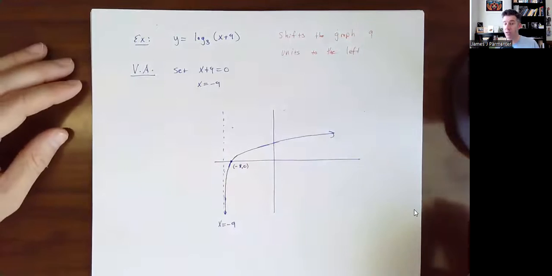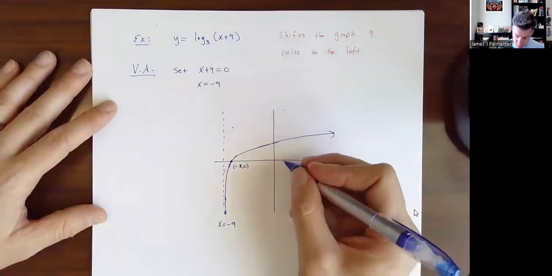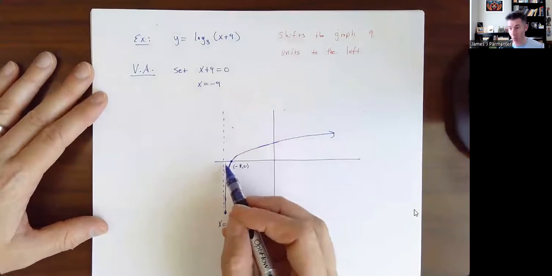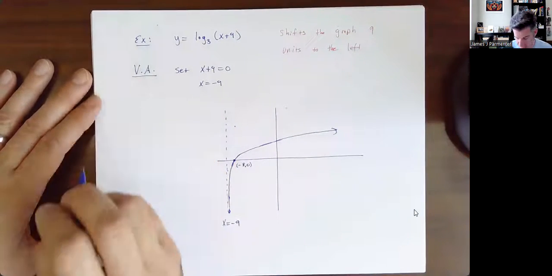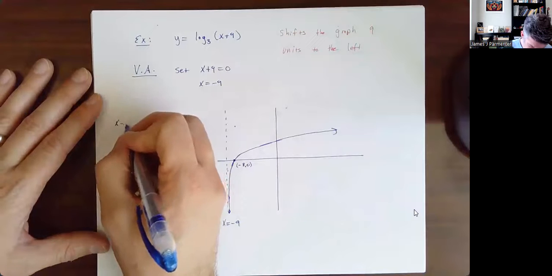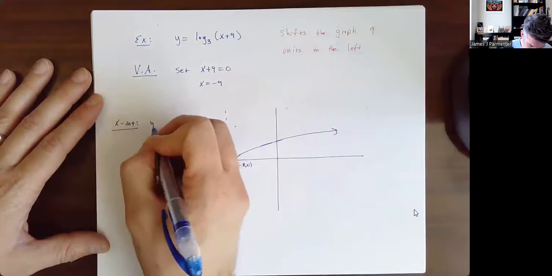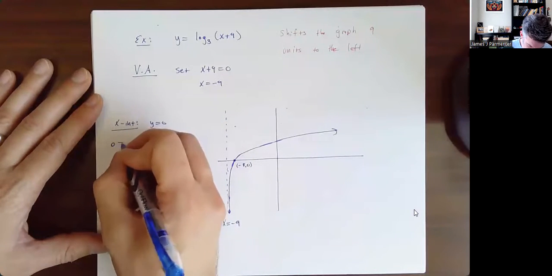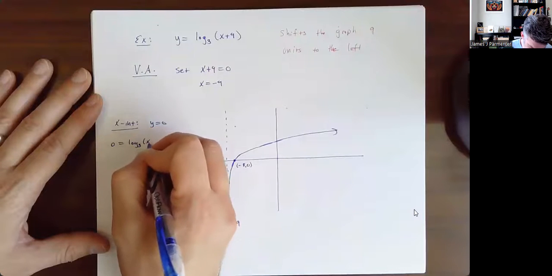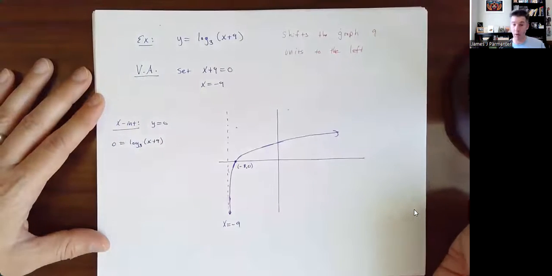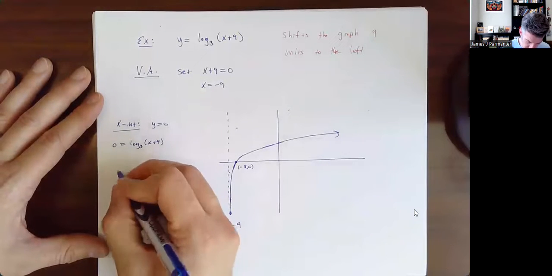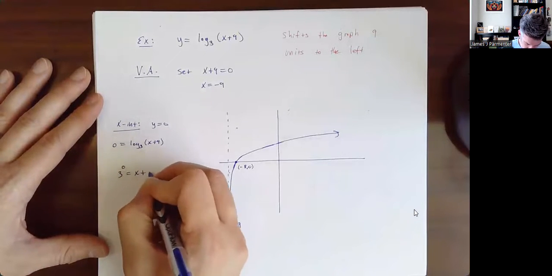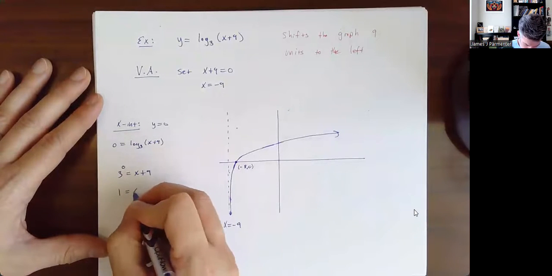Again, if you didn't know it was 1 minus 9, or that it's always 1 away from your vertical asymptote, you could have found your x-intercept by setting y equal to 0. That totally works. So then 0 equals log base 3 of x plus 9. We rewrite our logarithmic equation as an exponential equation. My base is 3. My power is 0. It's equal to x plus 9. But 3 to the 0 is 1. 1 equals x plus 9.